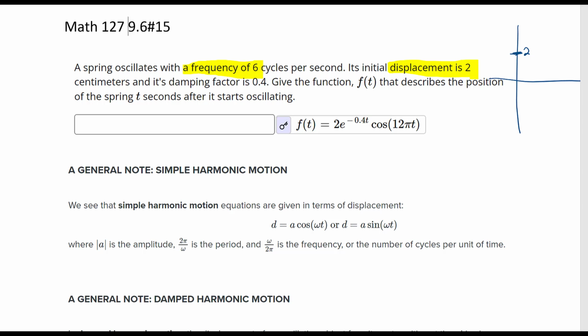So when x is 0 or t is 0, sine would have started down here, and then the cosine starts up high. And the 2 gives us our leading coefficient, and its damping factor is 0.4. So we're not sure what that is.